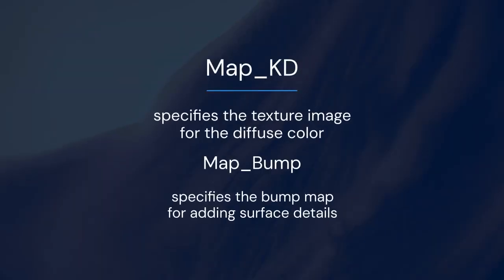Map_Kd specifies the texture image for the diffuse color. Map_bump specifies the bump map for adding surface details.